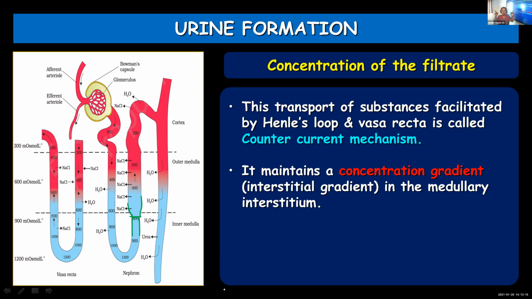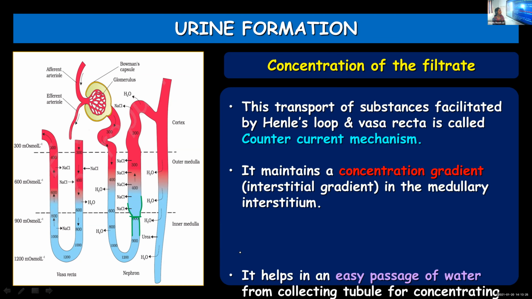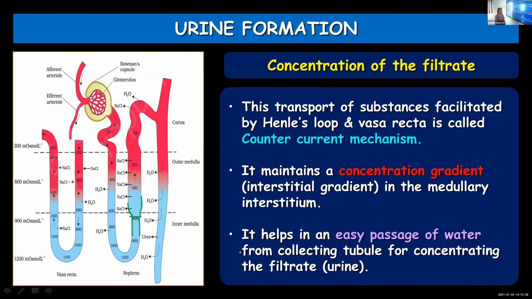When the osmolarity is maintained high, this will facilitate the movement of water from the renal tubule into the interstitial fluid. It helps in the reabsorption of water, and in the easy passage of water from the collecting tubule. The medullary interstitial fluid surrounding the renal tubule has more solute. So water present in the collecting tubule will move out into the medullary interstitium because of the difference in concentration. And this will facilitate the concentration of glomerular filtrate.